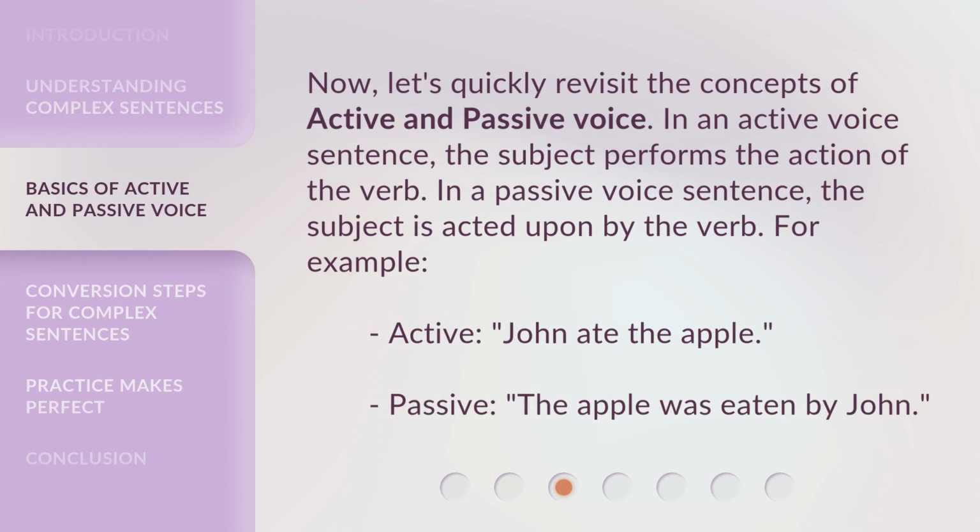Now, let's quickly revisit the concepts of active and passive voice. In an active voice sentence, the subject performs the action of the verb. In a passive voice sentence, the subject is acted upon by the verb. For example, active: John ate the apple. Passive: the apple was eaten by John.